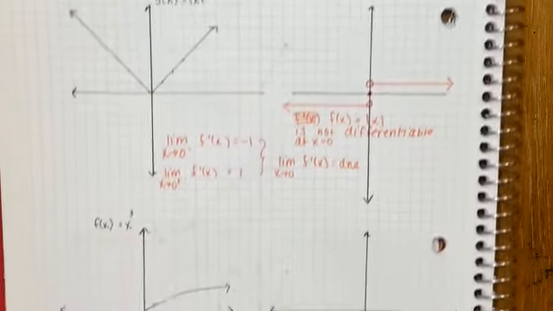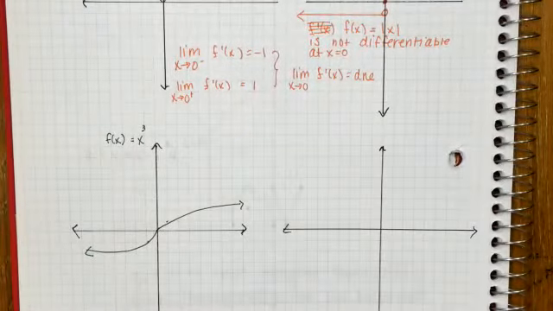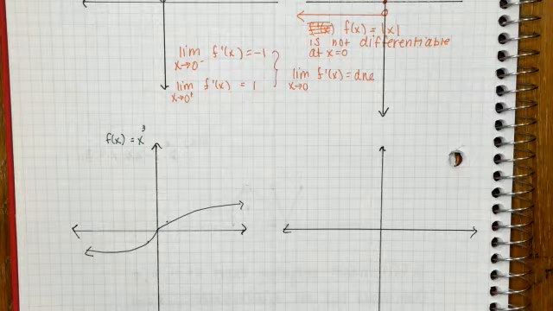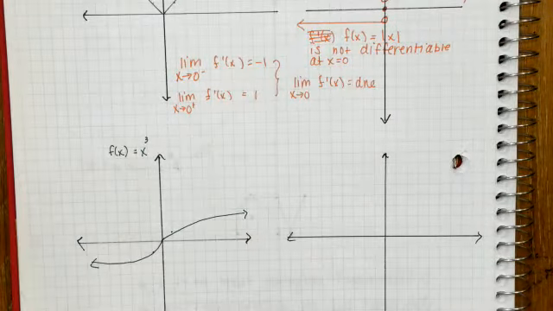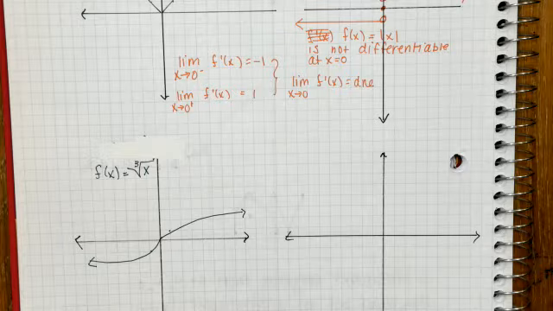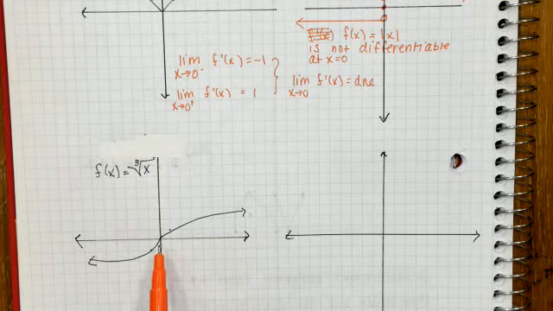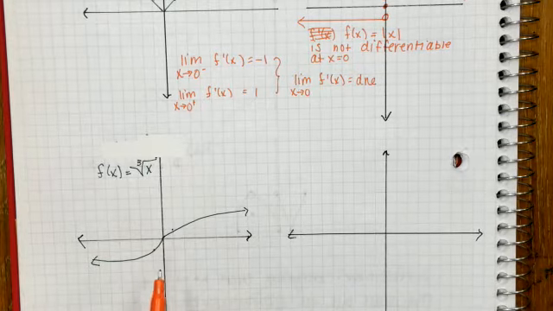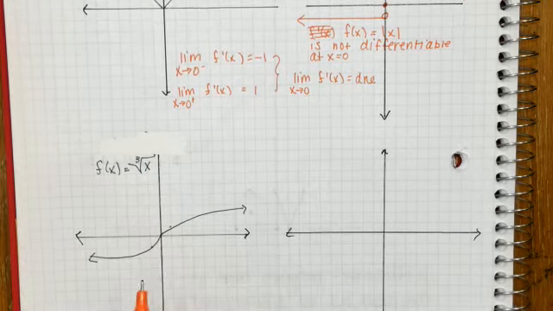Take a minute and graph the cube root of x. So let's look at the graph of the derivative of the cube root of x. Okay, what's happening at 0 is a little funky. Like, what's the tangent line there? Let's see.